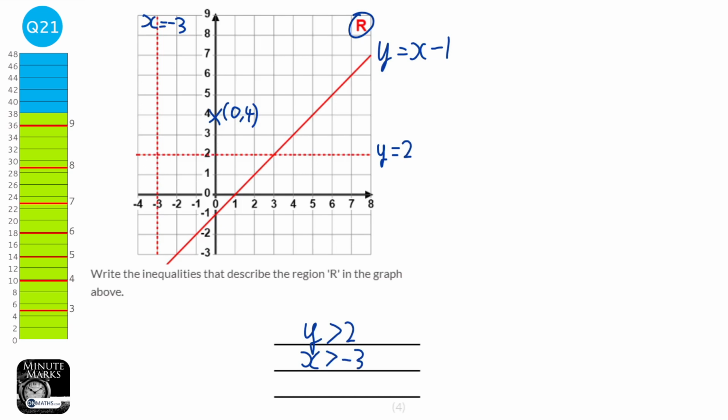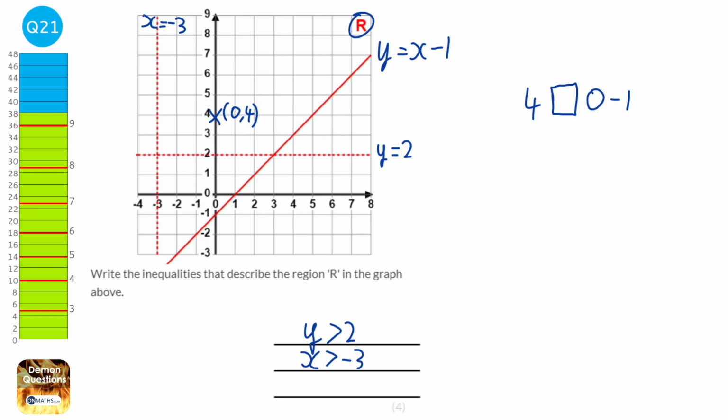Now, this last one's a bit more difficult, because it's got x and y in it. So we feed in the values. So for our coordinate that we've picked, x is 0 and y is 4. So 4, and I'm just going to leave that blank, leave that as a box. And 0 minus 1. So all I've done is fed in the coordinate values into this equation.